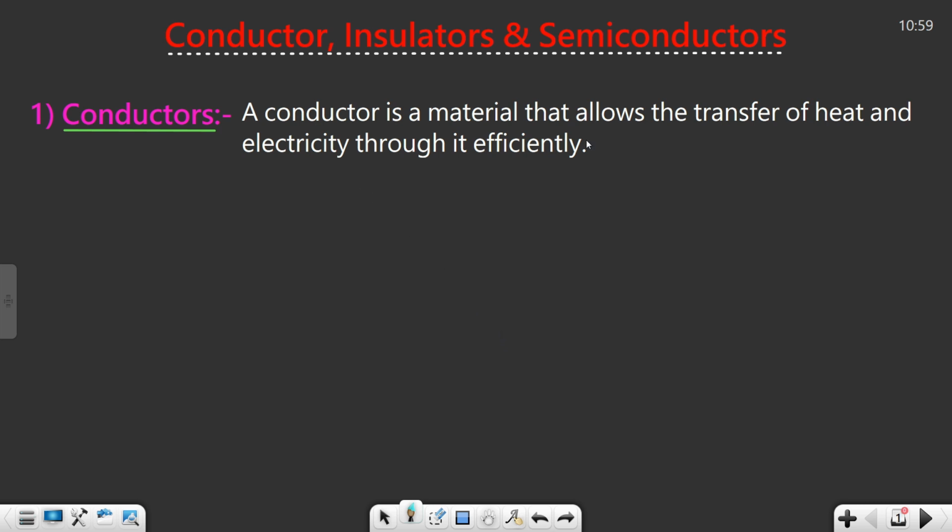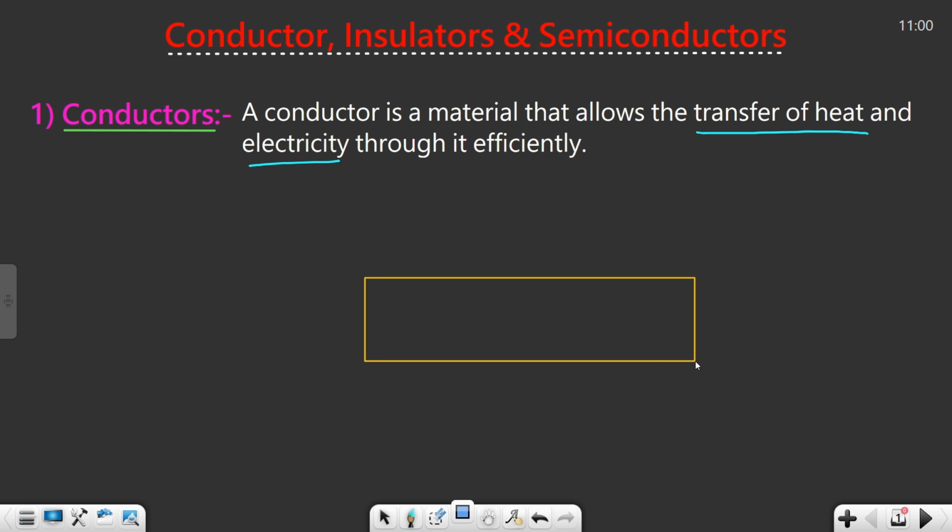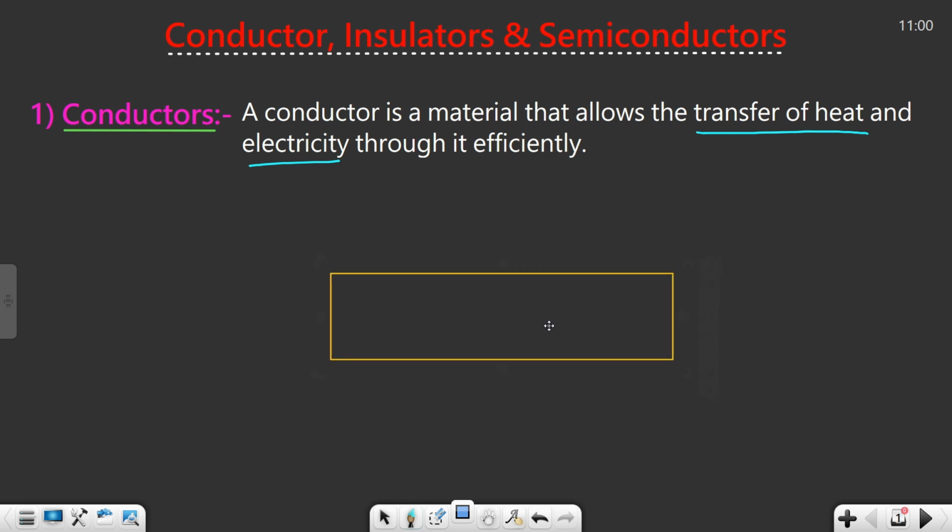As you can clearly see over here, a conductor is a material which allows the transfer of heat and electricity through it efficiently. So what does that mean? That means if I take, let's say, this is my conductor, something like this. Let me just write over here, conductor.